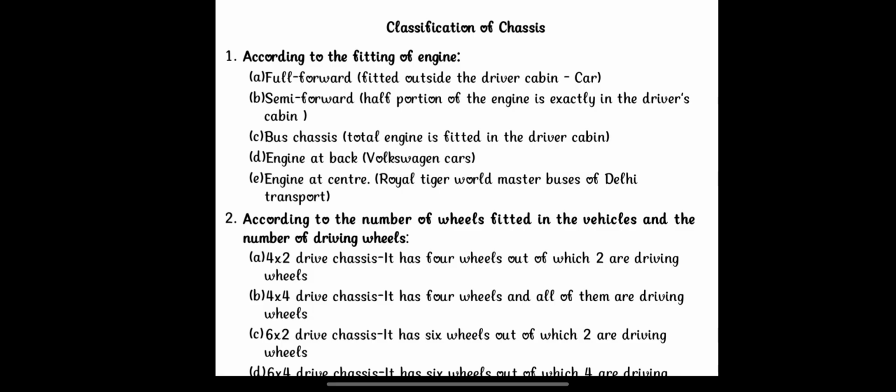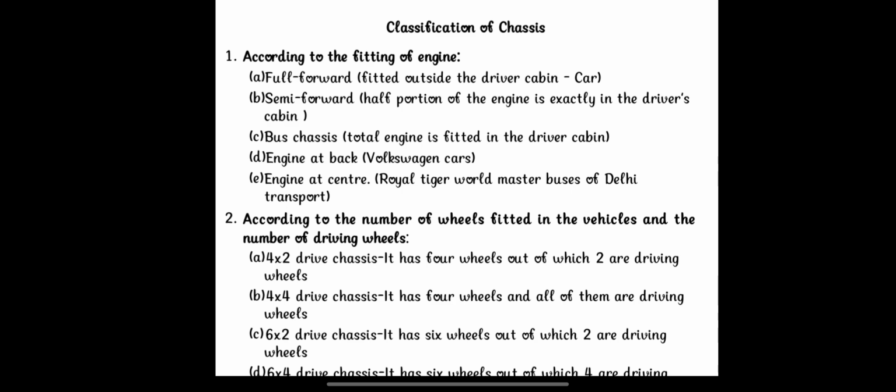And we need to classify the chassis according to the fitting of the engine and according to the number of wheels fitted in the vehicles. So based upon the fitting of the engine, there are five types of categories: full forward, semi forward, bus chassis, engine at back, engine at center. So we are classified based on where we are fitting the engine.